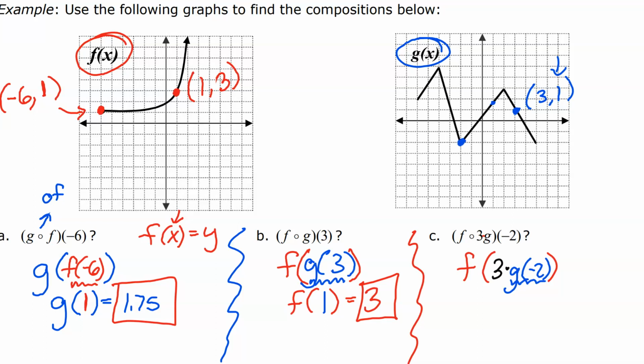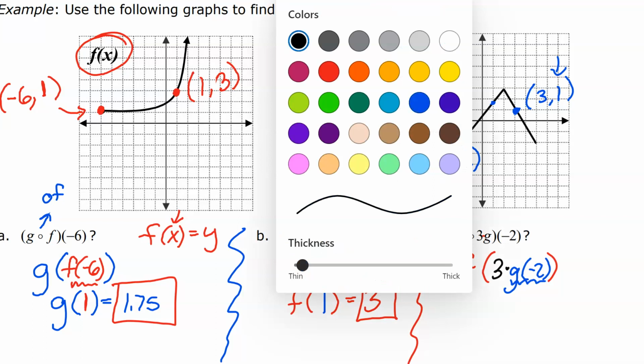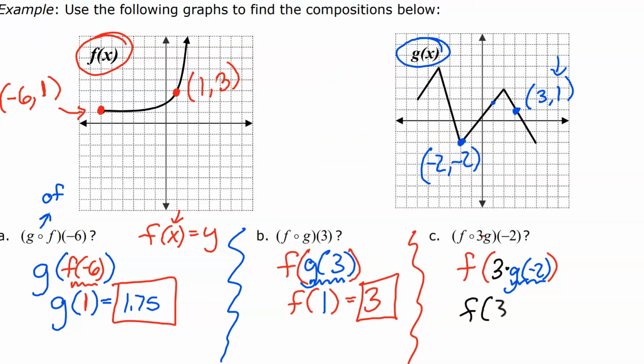Where does it meet up with my function? Down here. So my ordered pair is negative 2, negative 2. Our y value is negative 2. So this would just end up being, I'm going to go to black because it's easier, f of 3 times negative 2. Simplify the inside of the parentheses first because remember this is an operation. 3 times negative 2 is going to give me negative 6. So I just need to find f of negative 6.